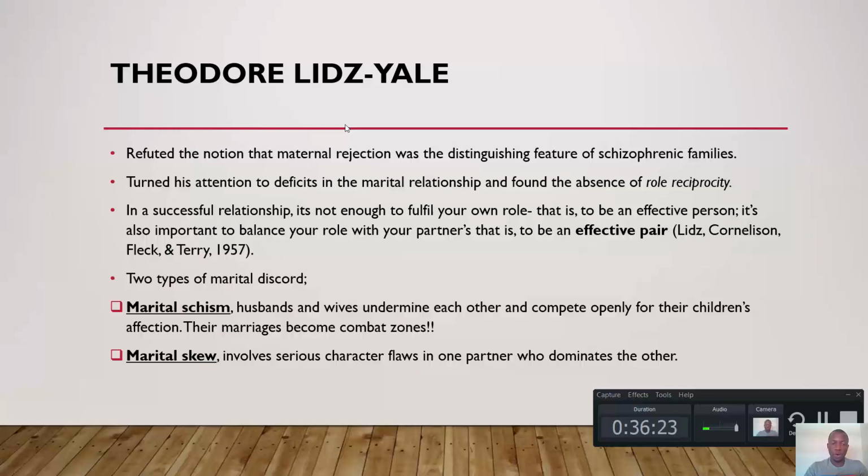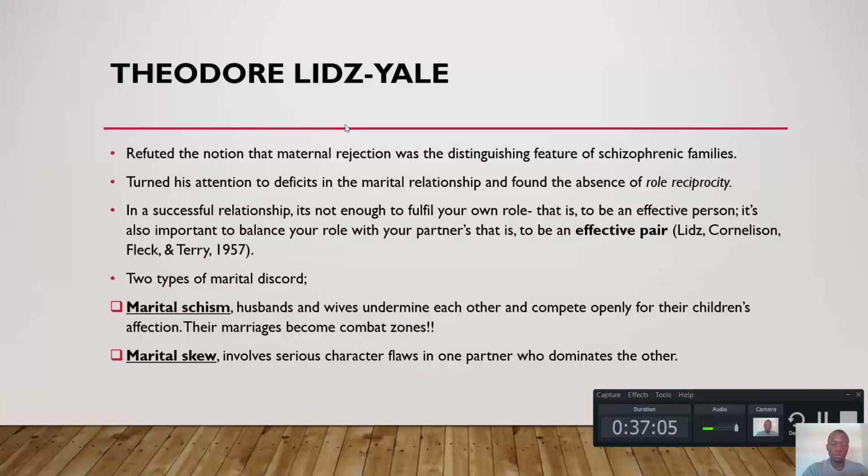Marital schism is where husbands and wives undermine each other and they compete openly for their children's affection. Their marriages become kind of a combat zone, and if you have had parents like those, you can tell when they're trying to fight. Unfortunately, some parents use their children to fight. It's unfortunate, but it happens. They just don't see value in each other anymore, and keep in mind that in the 50s, divorce wasn't a thing, and so parents would fight and there would not be divorce, and the home would be like a combat zone for sure.